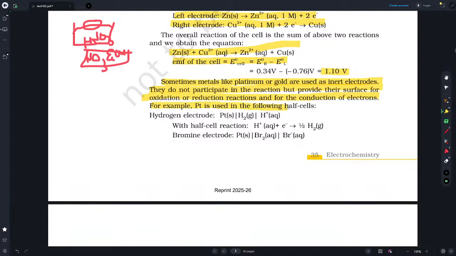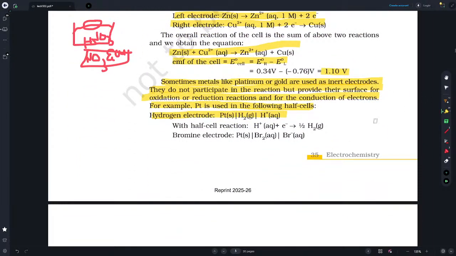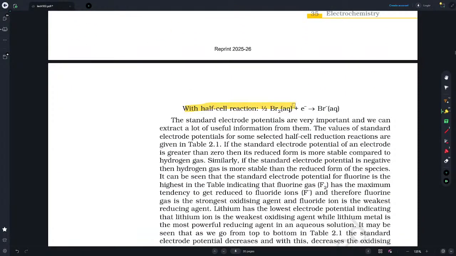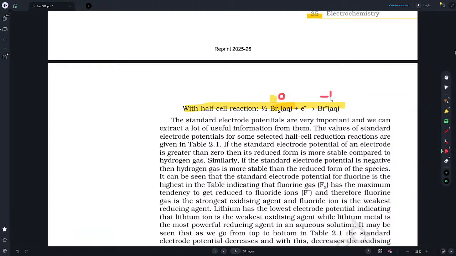For example, platinum is used in the following half reaction: hydrogen electrode, platinum, H2 gas, vertical line, and H plus aqueous. This is the standard electrode potential. Standard hydrogen electrode, SHE, which has a 0 volt potential by assumption, with the half cell H plus getting reduced to form H2 gas. Another example is the bromine electrode, platinum bromine, with the half cell reaction of bromine getting reduced again. We're going from 0 here to -1, getting reduced.